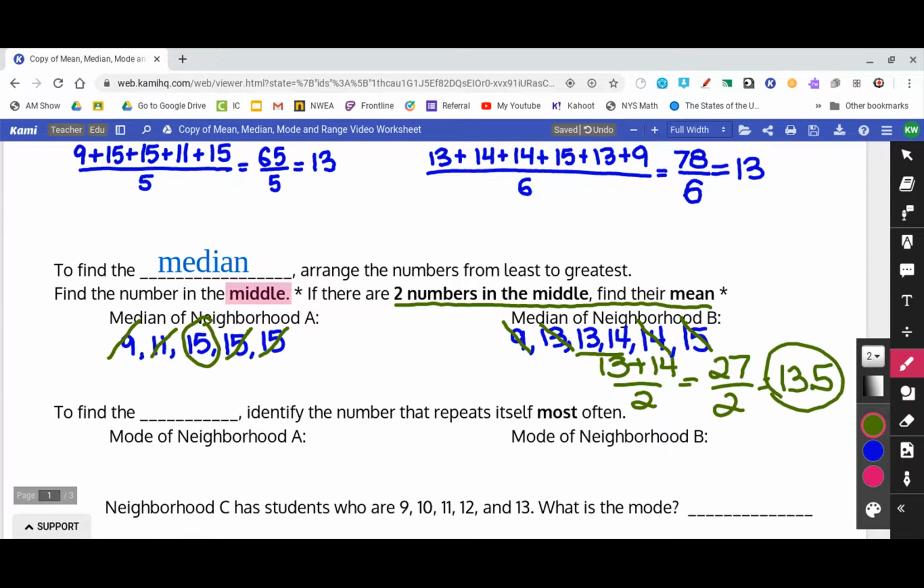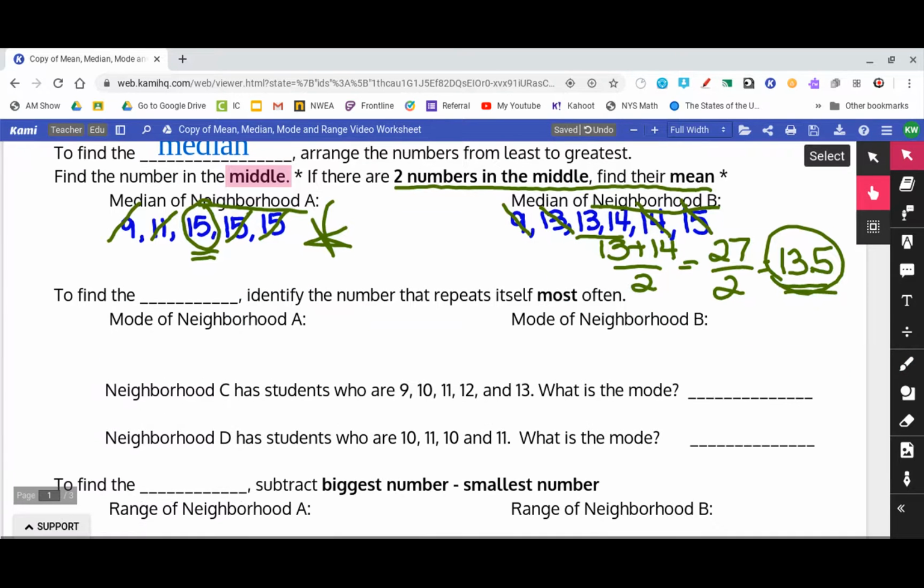All right. Now, if I'm asked those same questions about how old are the kids in neighborhood A, well, if I'm looking at the median, I'd say they're 15 years old. What about neighborhood B? I'd say they're about 13.5 years old. If I'm looking at the median, which neighborhood has older students? I would say neighborhood A because they have a higher median.